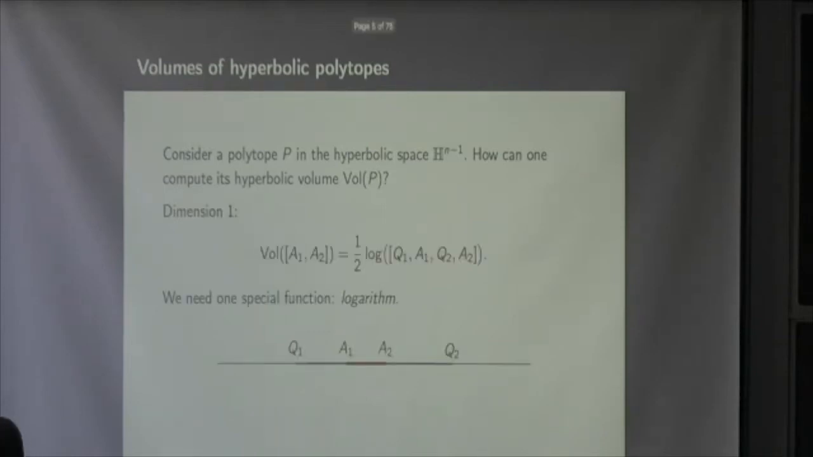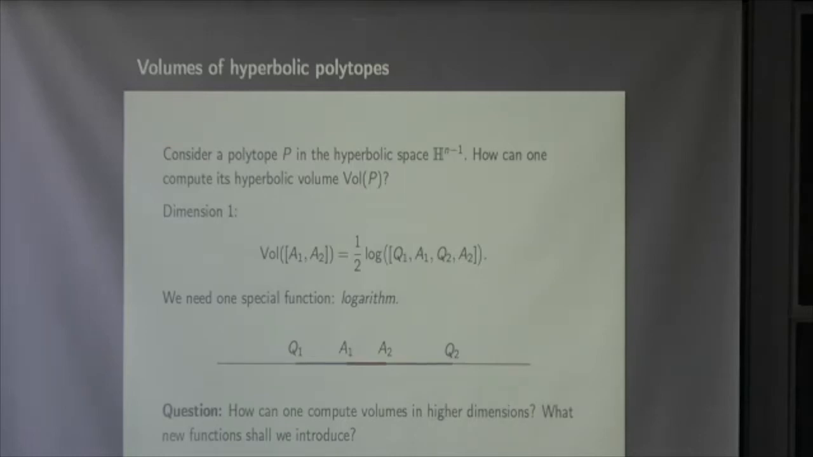So here's an example. If we take dimension 1, and I think here Klein's model, I have this hyperbolic segment with Q1 and Q2 being the absolute, and A1, A2 being a segment. Then there is a formula for its length, which is the volume. And it's basically a logarithm of a cross ratio. So what stands there is the cross ratio of 4 points. What is interesting is that we need one new function to compute this kind of one-dimensional volume, and that's the logarithm. So the question is, what happens in higher dimensions?